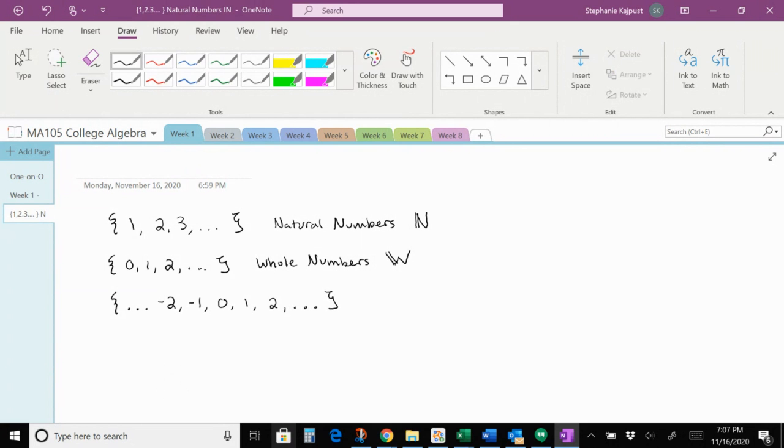And so once you start including negatives, that's where we get integers. And that symbol is a Z. That actually comes from the German word for integers. I don't know what the word is, but it starts with the letter Z. So that's why we have a Z for that symbol. So we've got our numbers we count with. We added in 0. We added in negatives.